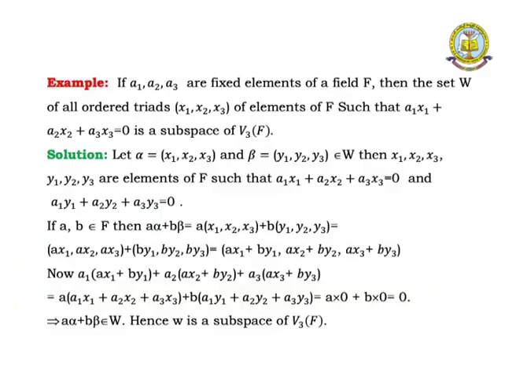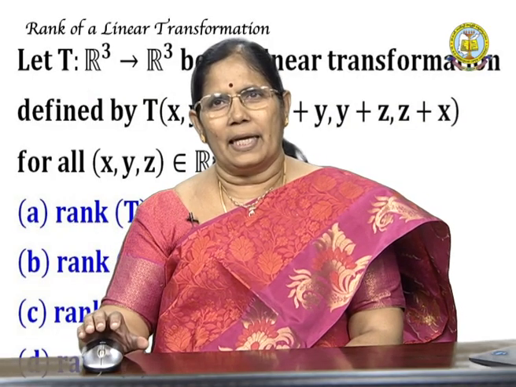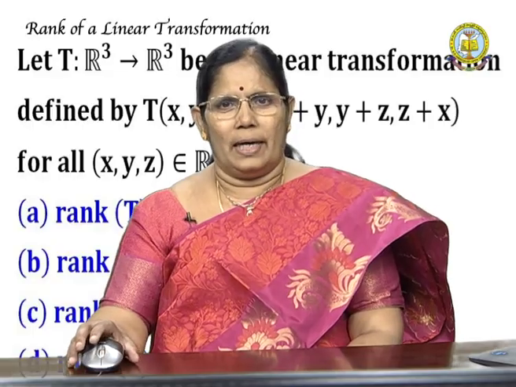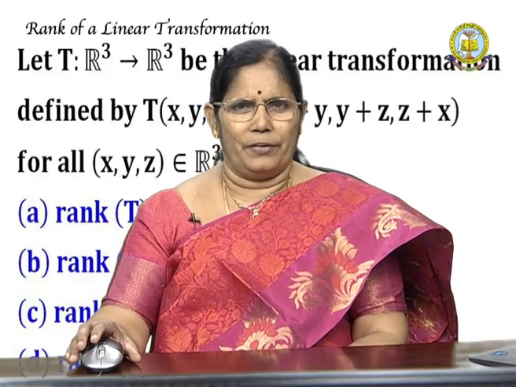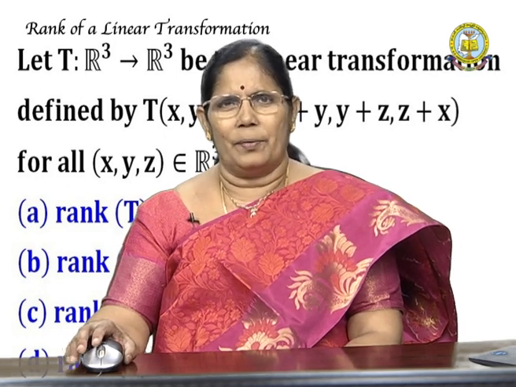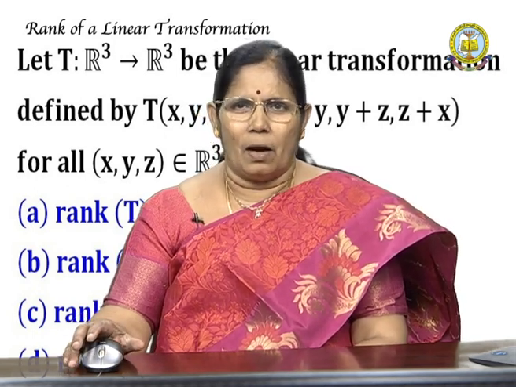Suppose a1, a2, a3 are fixed elements of a field F and W is the set of all triads, or the set of all vectors of the form x1, x2, x3, where these are elements of field F such that a1 x1 plus a2 x2 plus a3 x3 is 0. This is a subspace of V3(F). So, what we will do now? We will take alpha and beta in W and fixed elements of field F a1, a2, a3, and we prove that a alpha plus b beta belongs to W.